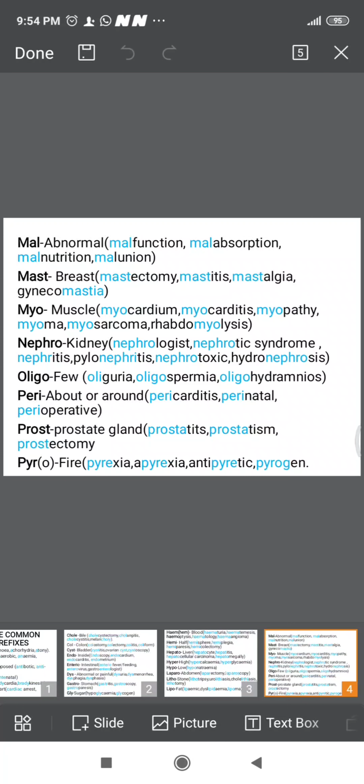Another prefix we have is peri, which stands for about or around. We have pericarditis, which is the inflammation of the pericardium. Perinatal, that is during or the process of delivery, birth, that is about or around delivery. We have perioperative, that is around or about surgery. We have before, during, and after surgery, so around surgery.